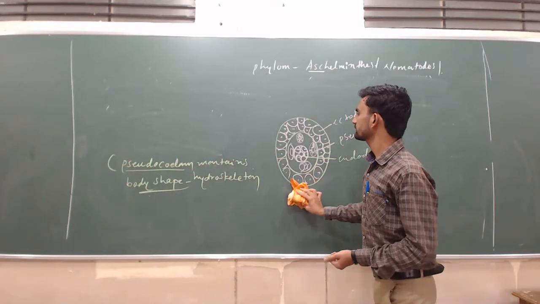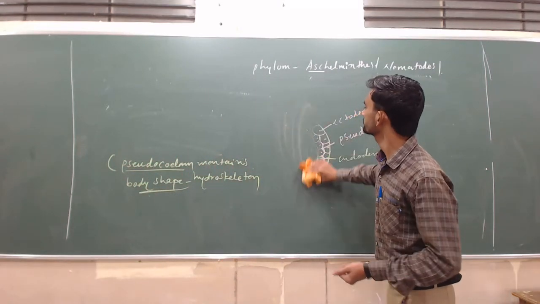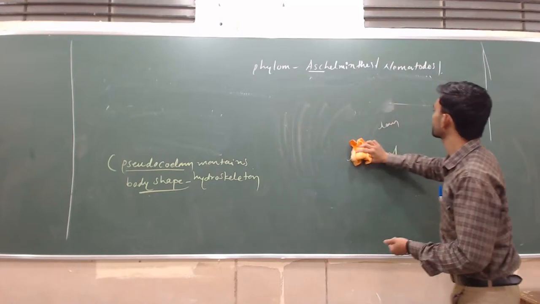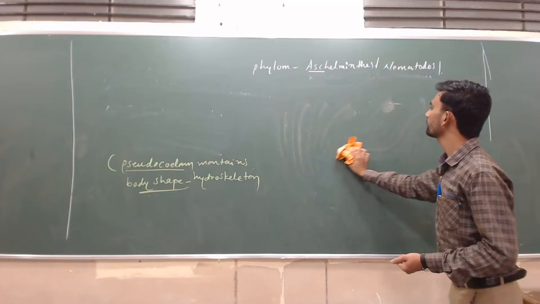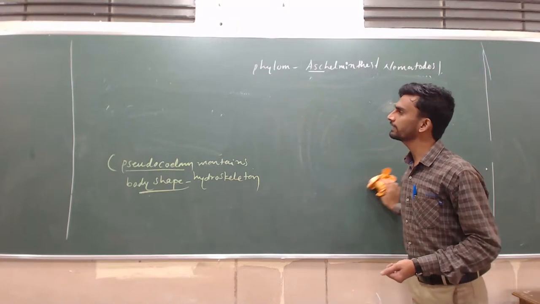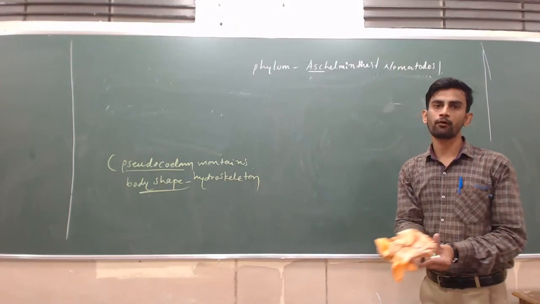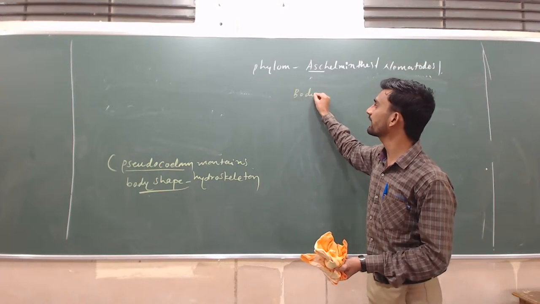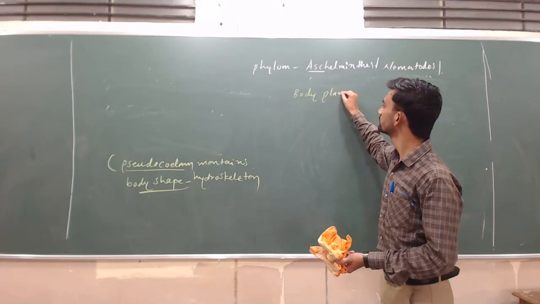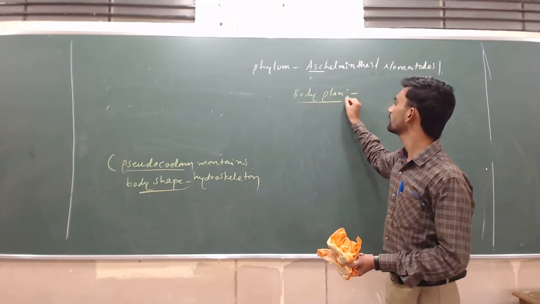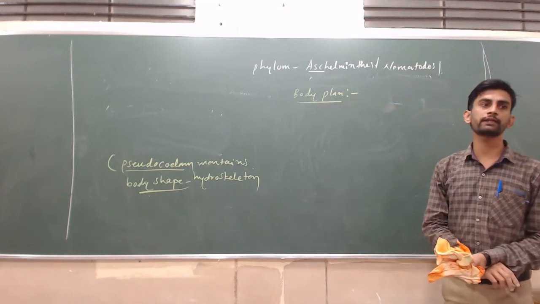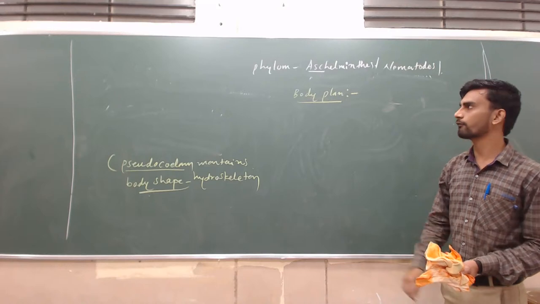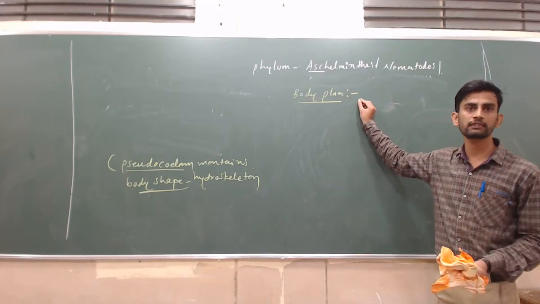So next characteristic feature: symmetry, coelom, grades of organization, then followed by body plan. Just remember one line of information about this body plan. What type of body plan will you find? The body plan is of tube within tube type. Why? Because of the complete digestive system.